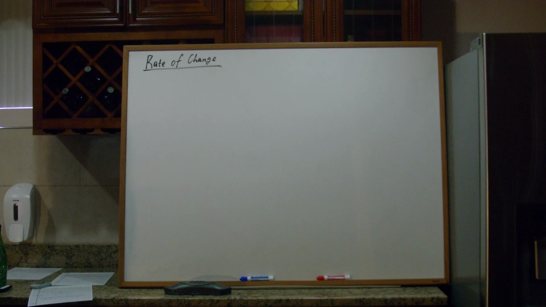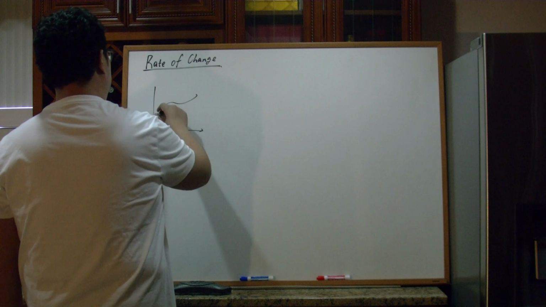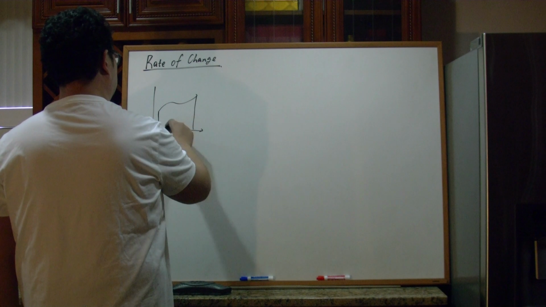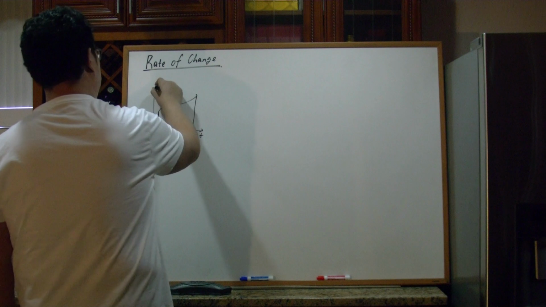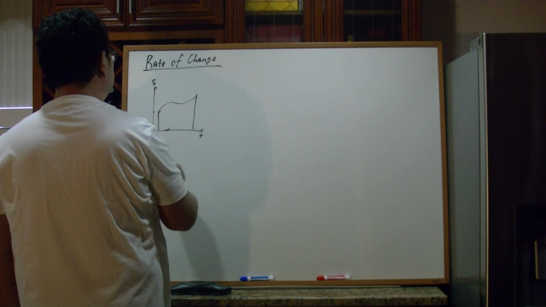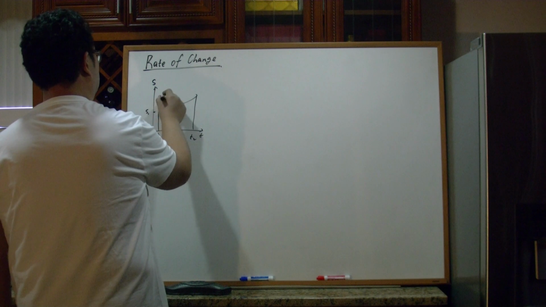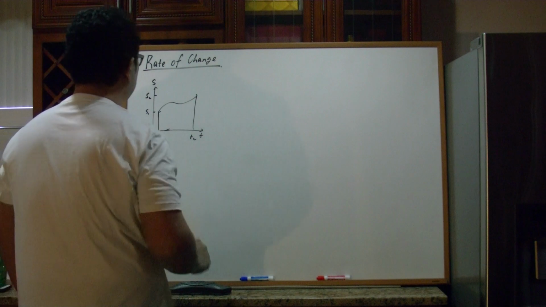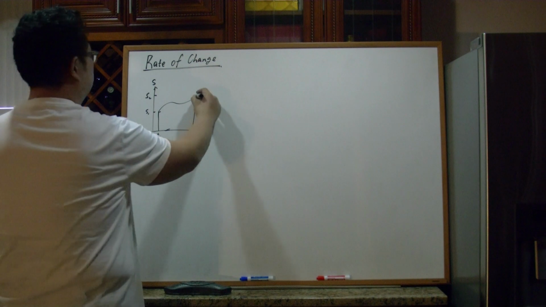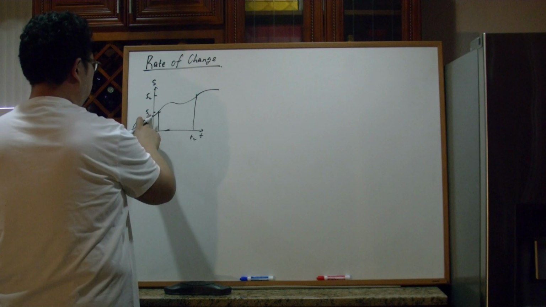Well, the next topic is rate of change. In physics we have a position function, with t and s. For t1 and t2, we get s1 and s2. That is a position function curve, which could be something over time.